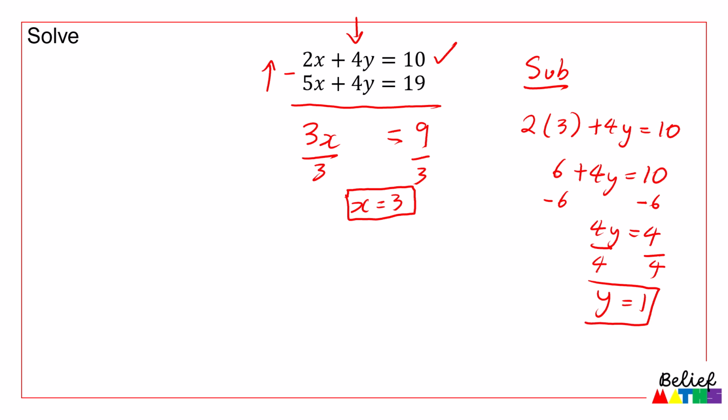So my solution to that question is that x equals 3 and y equals 1. And we should always end up with a value for x and a value for y.